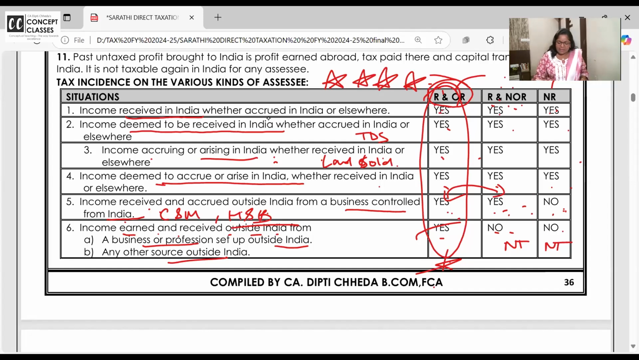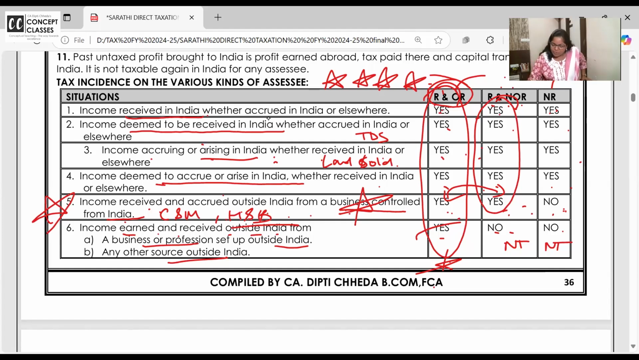Now, we were doing left to right. Now we'll do up to down. Let's do up to down. Look. Resident but not ordinary resident. Received in India, deemed to receive. Accrued in India, deemed to accrue. Received and accrued outside India. Five things will be taxable. Most important, the fifth bit, without which the question doesn't come in the exam.